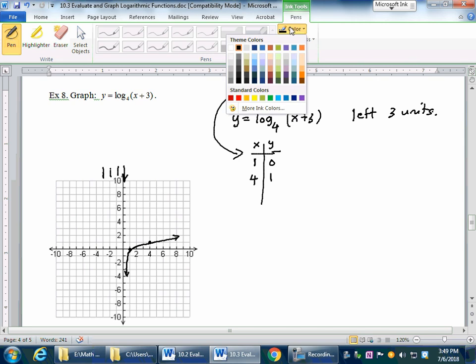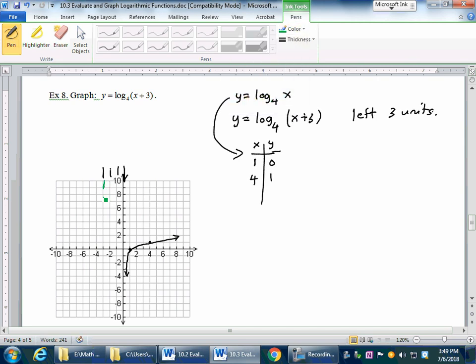So always draw your vertical asymptote first. That way you will know you have a boundary. You cannot pass through right here. So my vertical asymptote this time is x equal to -3.